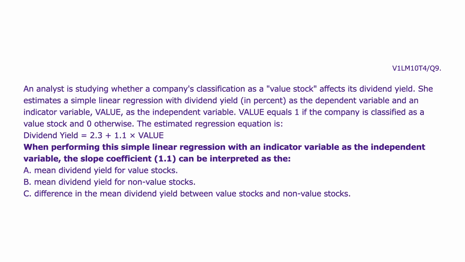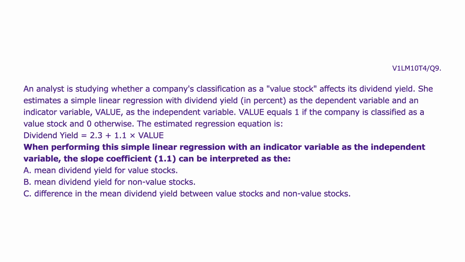An analyst is studying whether a company's classification as a value stock affects its dividend yield. She estimates a simple linear regression with dividend yield in percent as the dependent variable and an indicator variable, value, as the independent variable. Value equals 1 if the company is classified as a value stock and 0 otherwise. The estimated regression equation is dividend yield equals 2.3 plus 1.1 times value.